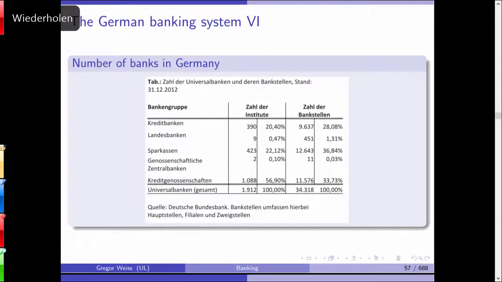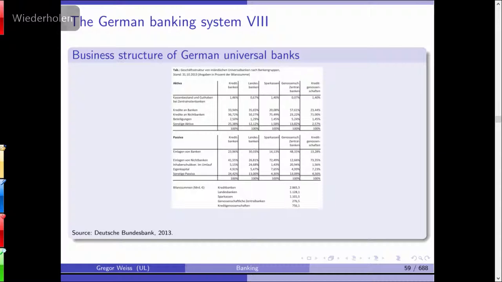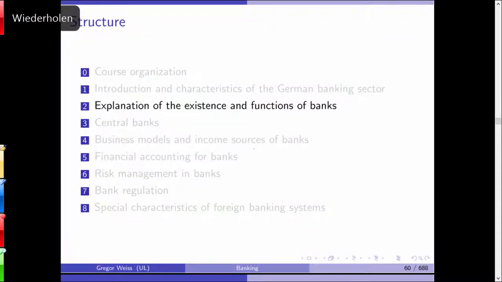Okay. Number of banks. Here you can see Kreditbanken, Sparkassen, yeah, that is quite different. And here you can see the structure of the German universal banks in a balance sheet. Actually, most Sparkassen and most cooperative banks only do lending and deposit taking. And it is Commerzbank and Deutsche Bank who offer investment banking services, especially at a European or international level. Okay, and some additional statistics on the German banking system. Do you have any questions concerning the three pillars?